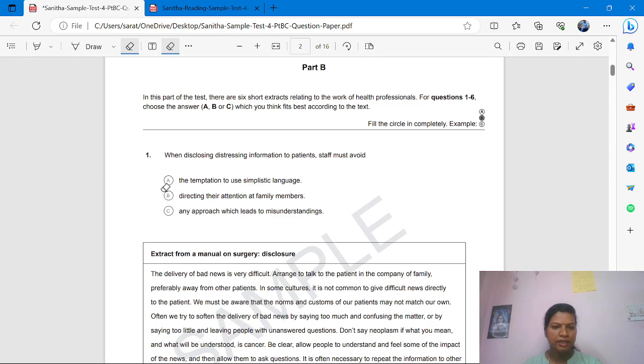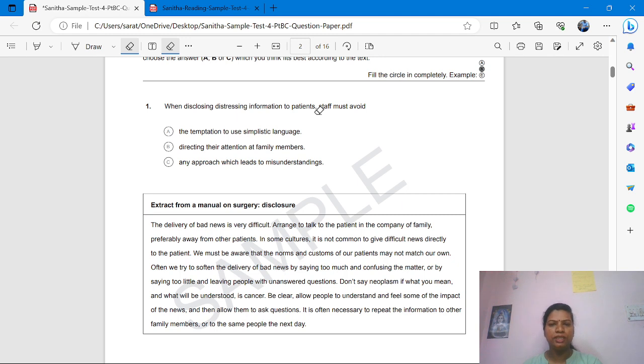You have to circle the options. First, read the question and understand the meaning. Then come to the extract, read it thoroughly, understand what it is saying, and summarize and comprehend it. Keep that summary in mind, come to the options, and ask yourself, is it saying anything about option A, B, or C? Then find the answer. Then use the elimination technique.